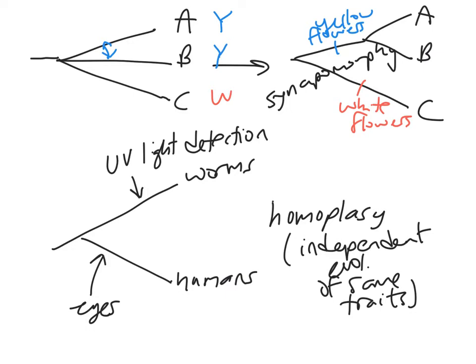Okay, now symplesiomorphy. It's not so simple. Okay, so does anybody remember what a symplesiomorphy is, or have a brief definition of symplesiomorphy? It was present in the common ancestor, so it's a trait that's present in the common ancestor, but some of them lost it.